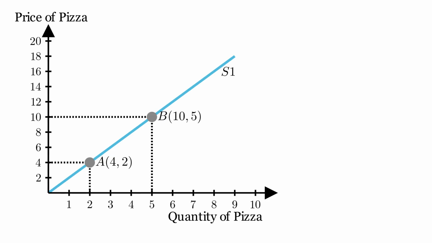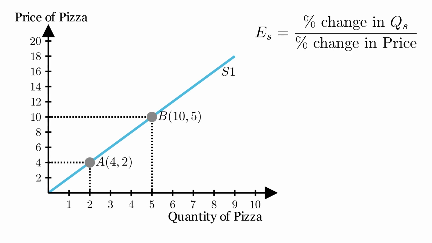As you can see, a change in price leads to a change in quantity supplied. This change is in units, but elasticity is based on percentage changes. Elasticity of supply helps us analyze how much quantity supplied changes in percentage terms when price changes by a certain percentage. For example, 1%, 2% or 5%. A simple formula for elasticity of supply is shown on the screen. Percentage change in quantity supplied divided by percentage change in price.